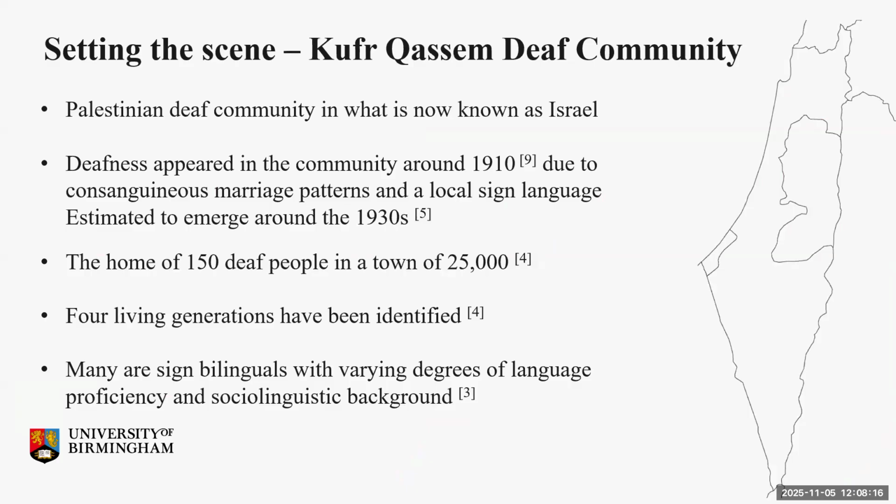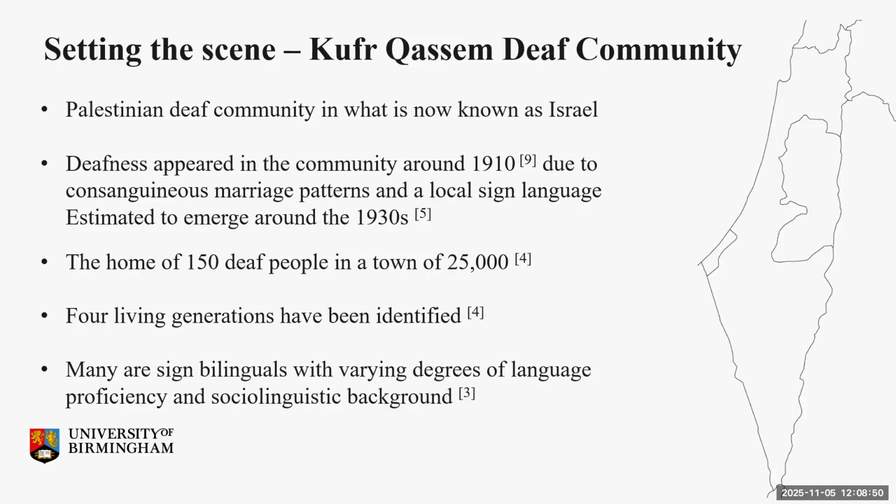So a little introduction about the community. Deafness appeared around 1910 due to consanguineous marriage, so first cousin marriage that resulted in the transmission of a recessive gene for deafness, and a local sign language, KQSL, emerged around the 1930s. Now, this type of sign languages are called micro-community sign languages, and that means that they are only used in a single town or a single village.